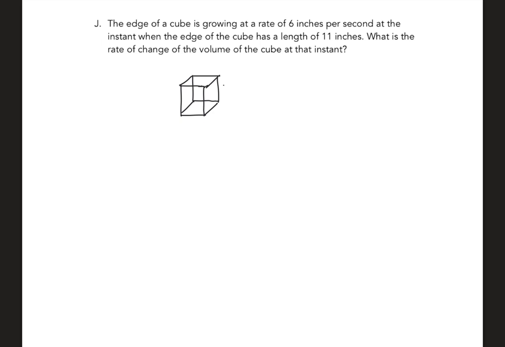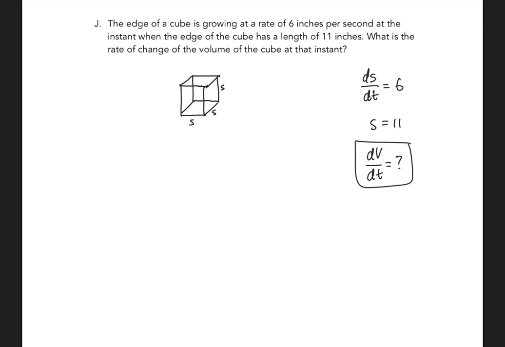Okay, so they say all the edges are the same. We'll call those S. Edge of a cube is growing at a rate of 6 inches per second. So dS/dt is growing, so it's positive 6. They're talking about an instant. At the instant when the edge of the cube is 11 inches, so when S equals 11. And they say, what's the rate of change of the volume of the cube? dV/dt at that instant.